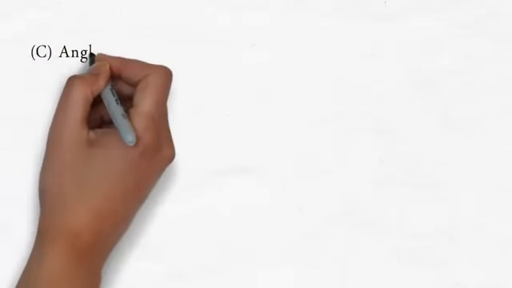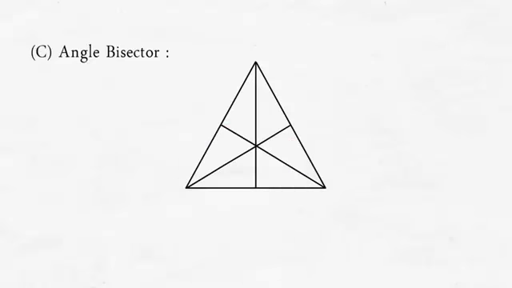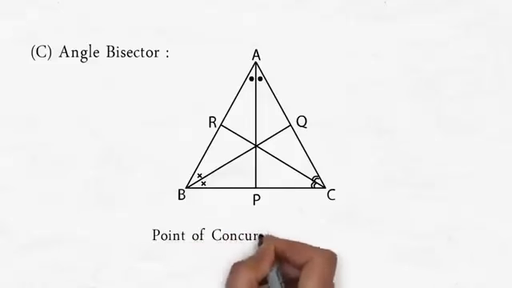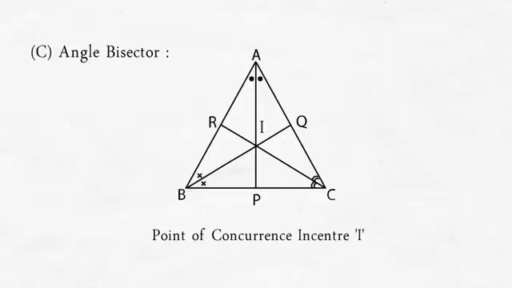Third, angle bisector. The line segment which divides an angle into two angles of equal measure is called an angle bisector. Segment AP, segment BQ, and segment CR are the angle bisectors of angle A, angle B, and angle C respectively. The point of concurrence is the incenter I. The point of concurrence of the angle bisectors of a triangle is called the incenter of the triangle.